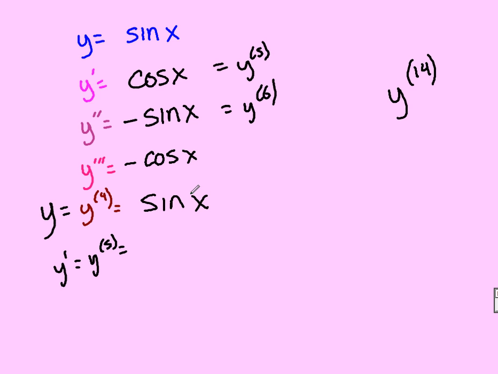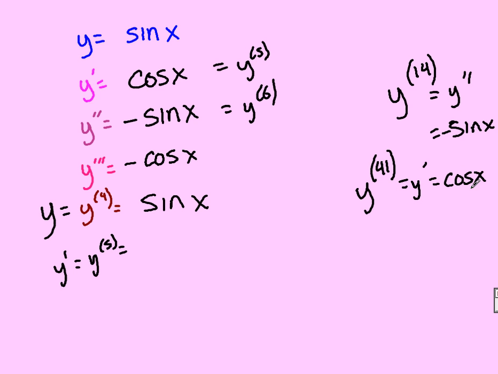I could go through, well, this would be the 4th, the 8th, the 12th, and then I can go 13, 14. So this would be the same as y double prime, which is negative sine of x. So I can go through and figure them out like that. Let's even do the 41st derivative. Well, if I count by 4s, I would get 4, 8, 12, all the way up to 40. I need one more. So here's my next one, y prime, which is cosine of x.